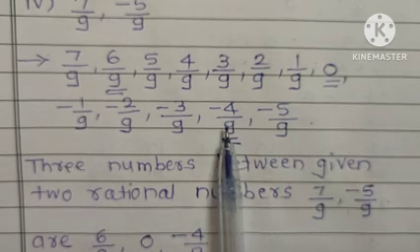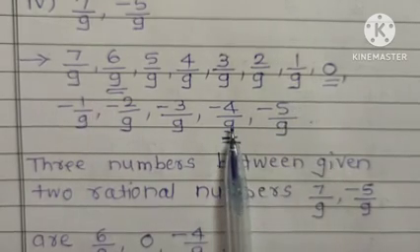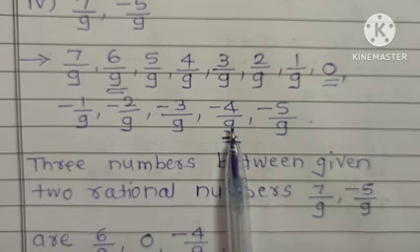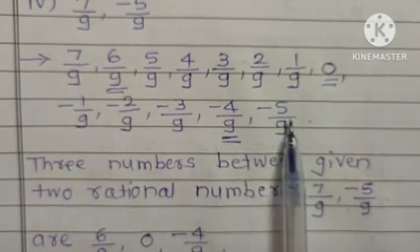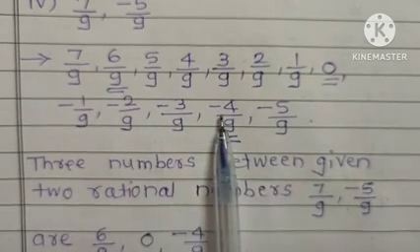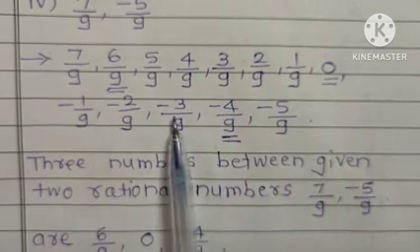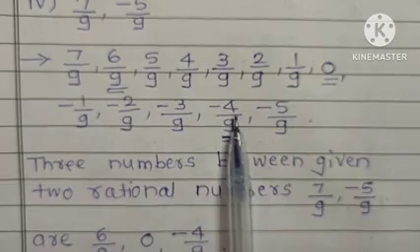But please remember, only these three are not the numbers between these two. There are so many numbers. You see, any three of these you can write. Okay?